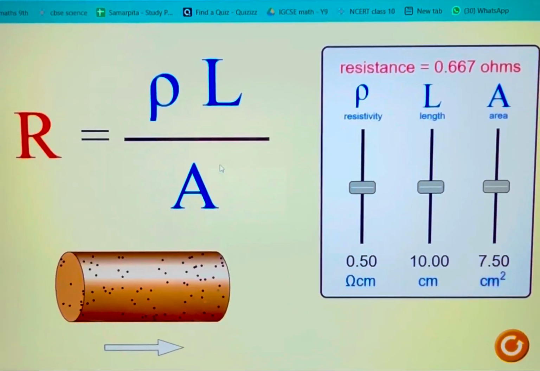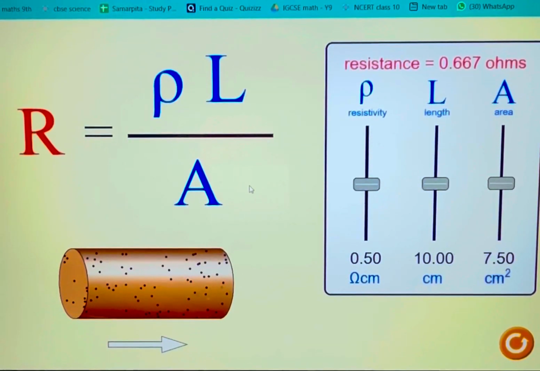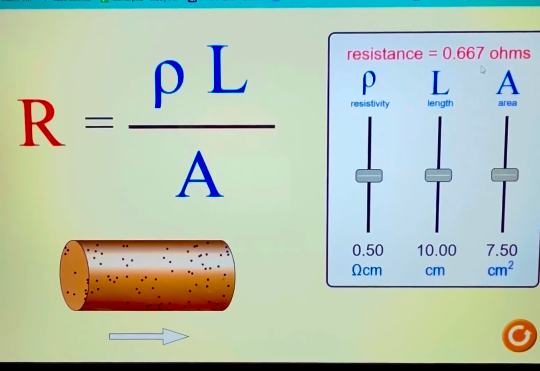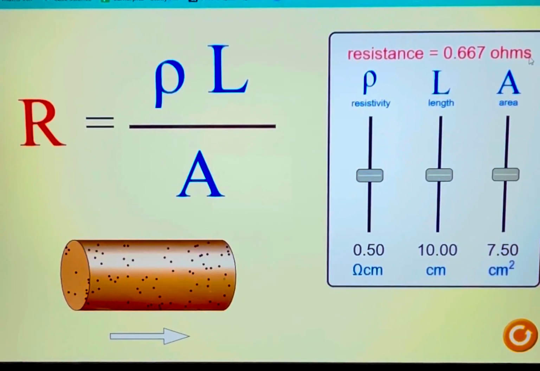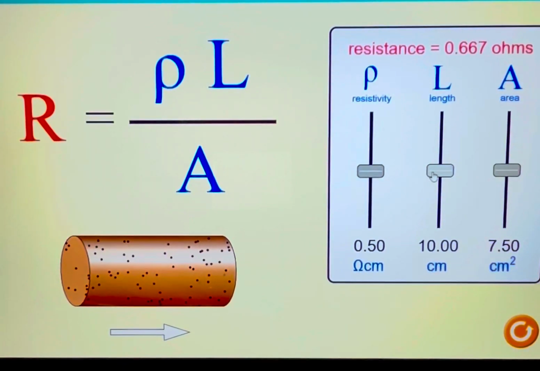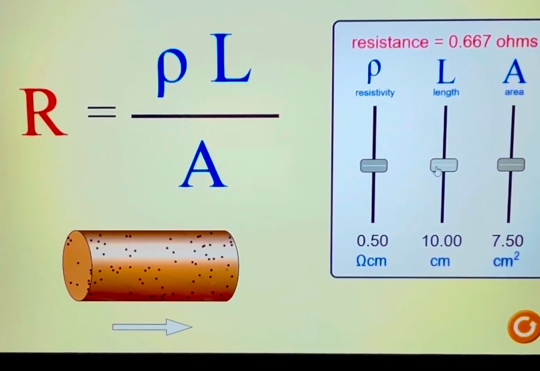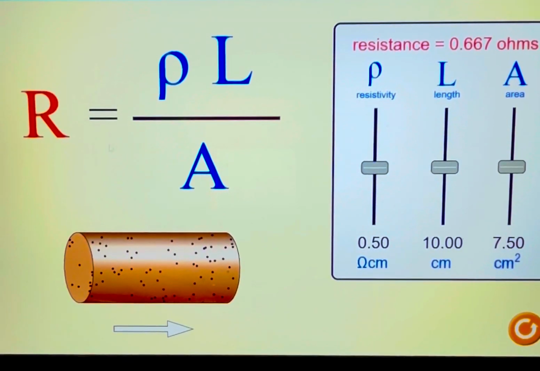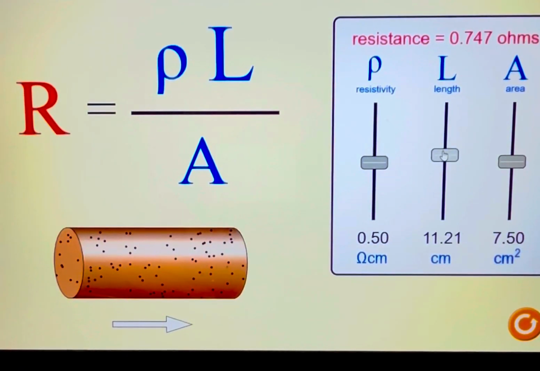Okay, now to prove what I have just explained, let's do this little experiment here. So the resistance right now is 0.667 ohms. By the way, ohm is the SI unit for resistance. So as you can see, let's see how the resistance increases with the increase in length. As per the discussion, I have told you if the length increases, resistance would also increase. Now let's see if that's true. Let's increase the length.